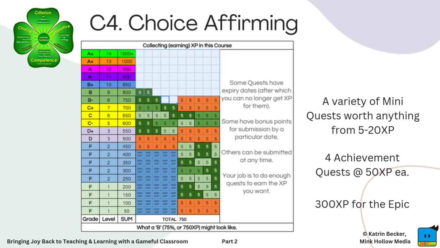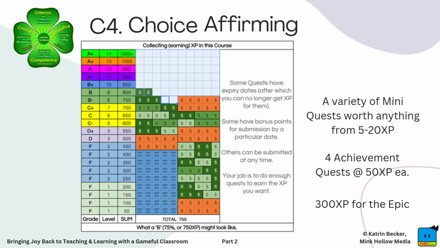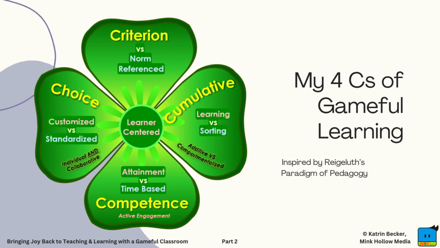And here is what a B might look like. A B is 750 points, and you can see they've filled in enough of these things. They've done 4 achievement quests. Those are the blocks in orange. They got 300 points for their epic quest, which is the blue part, and did a variety of mini quests that are worth anything from 5 to 20 points. If they're content with that, they are now finished. And there you have it.